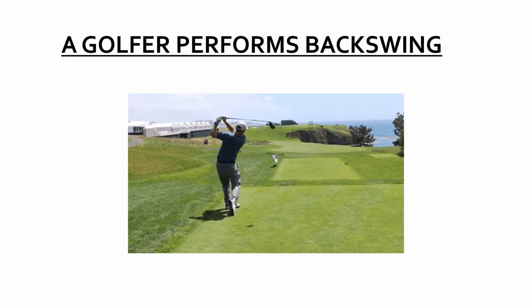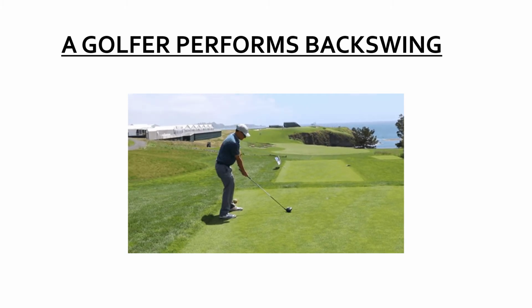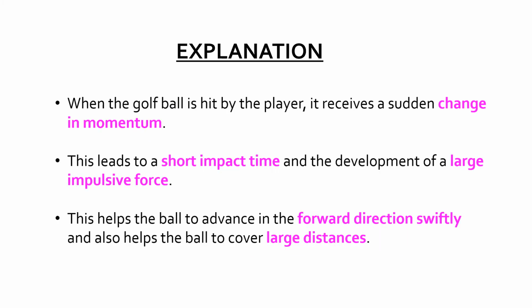Let's watch a short video of how golfers swing a bat. What is happening? What is the effect of using backswing while doing that? Here's the explanation. When the golf ball is hit by the player, it receives a sudden change in momentum, and this leads to a short impact time and the development of a large impulsive force. This helps the ball to advance in forward direction swiftly and also helps the ball to cover large distance. I'll show you another example.